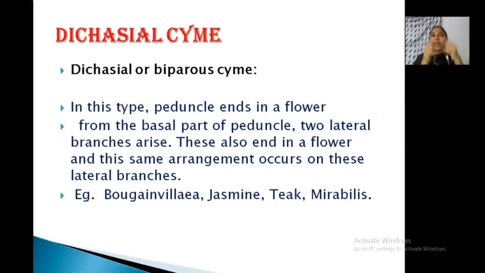Here, main axis ends in a flower. At its base, two lateral branches. Clear? They end in a flower. And again the pattern continues on these lateral branches. Examples: bougainvillea, jasmine. You can remember the jasmine, common jasmine. So main axis one flower, and on its basal side you can see two buds, dicasal cyme. Mirabilis, nalumani. Okay, so this is a dicasal or biparous cyme.